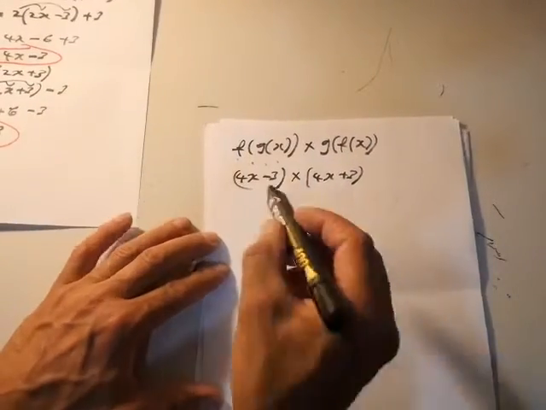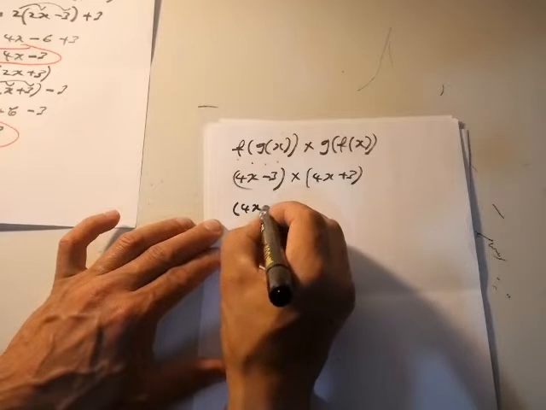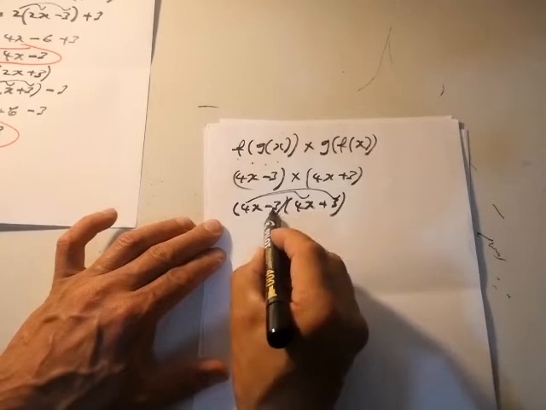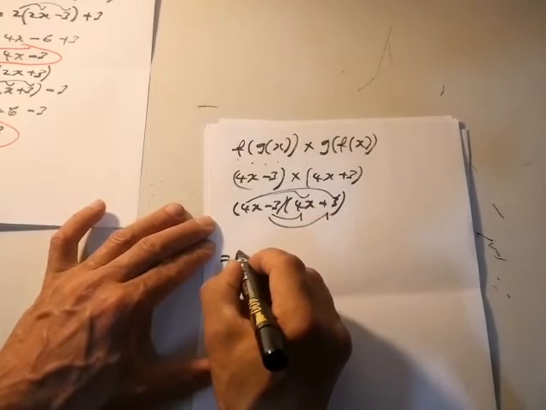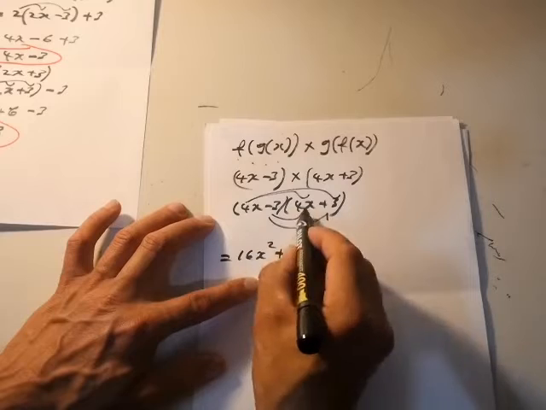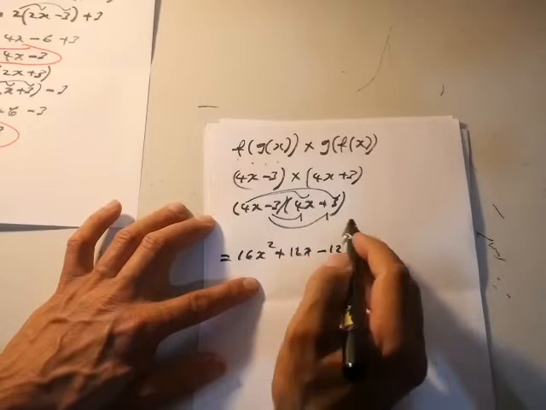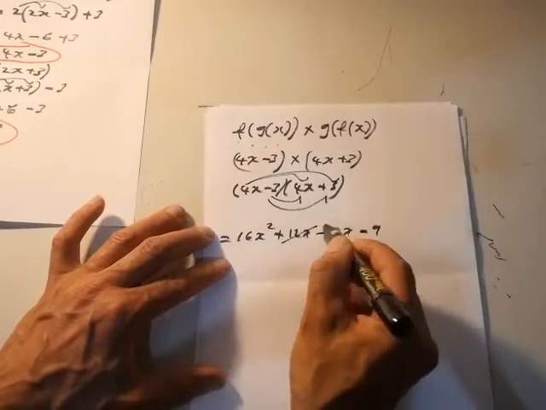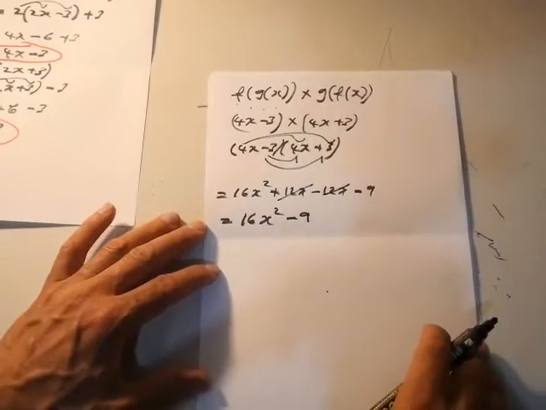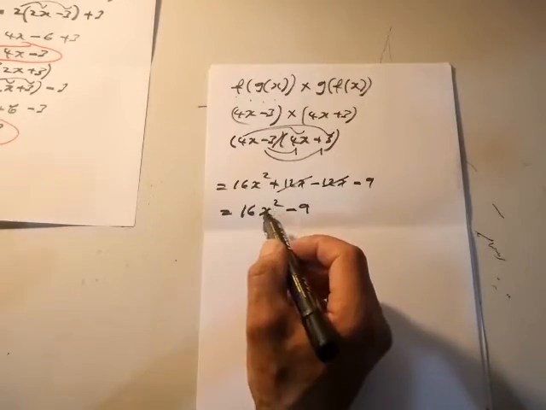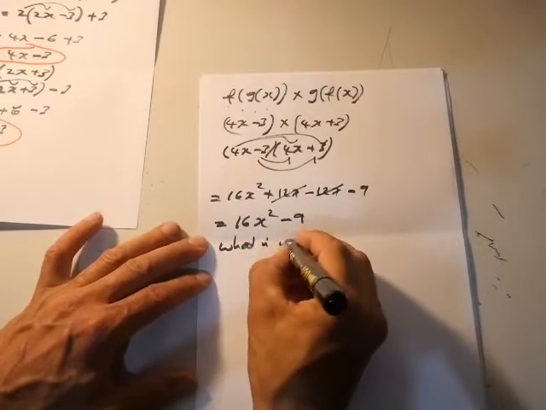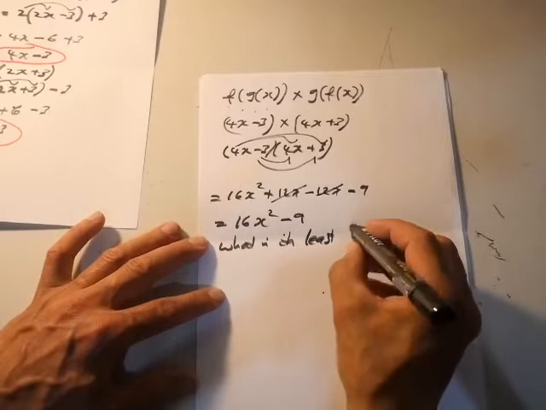So we multiply these together, the usual way of multiplying brackets. 4 times 4 is 16x squared, 4 times 3 is 12, minus 4 times 3 is minus 12, minus 3 times 3 is minus 9. Minus 12 plus 12 cancel to leave 16x squared minus 9. But they want to know the least possible value of this product.